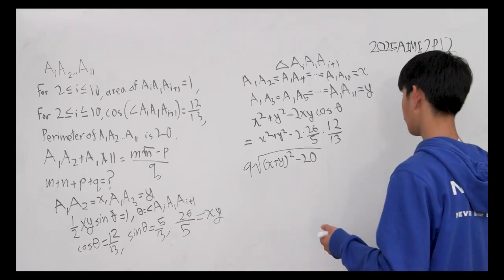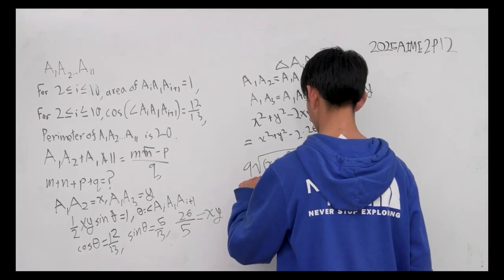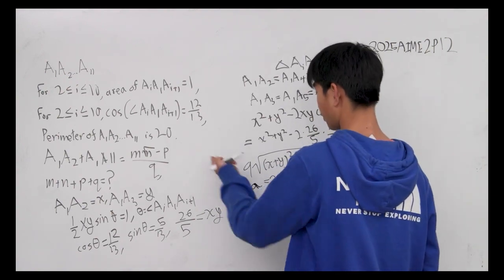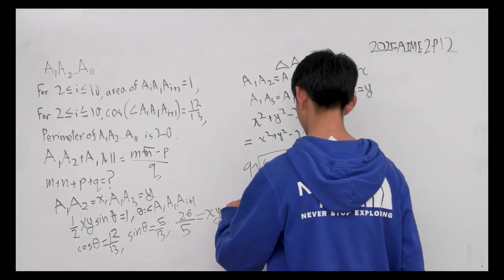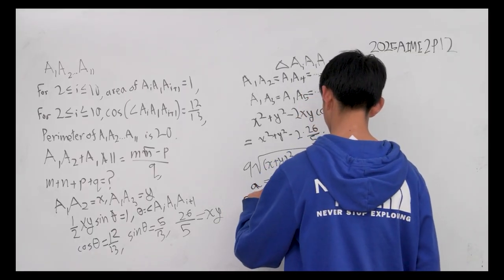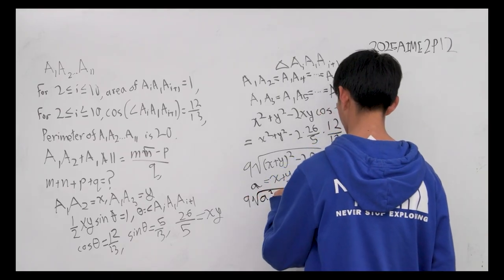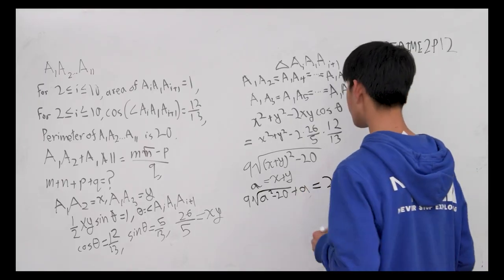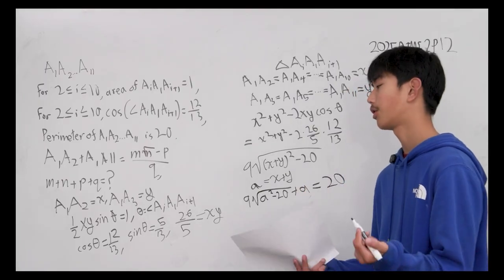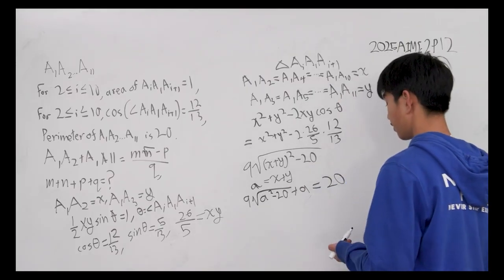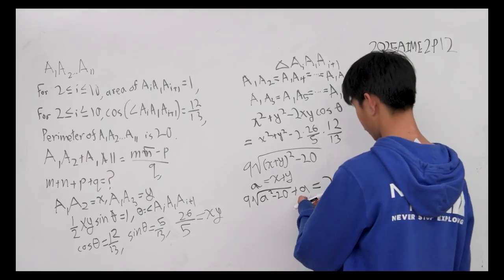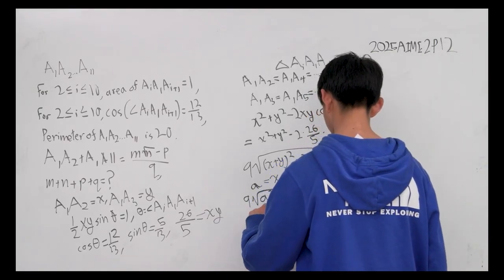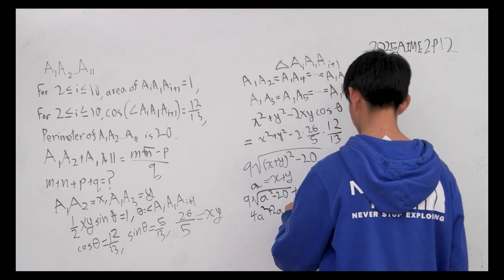For simplicity's sake, let's just set a to be equal to x plus y. Then we can use this perimeter, right, to get 9 root a squared minus 20. You have to add another a to get the full perimeter, which is equal to 20. And then you basically just have a quadratic, right? You want to isolate a, so you can subtract, divide, square. You get 4a squared plus 2a minus 101 is 0.